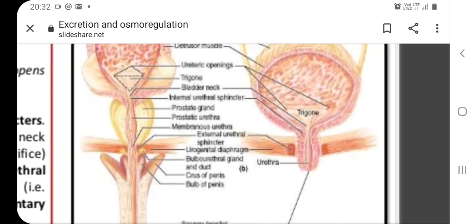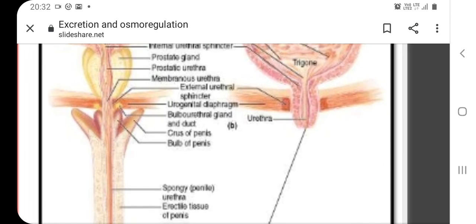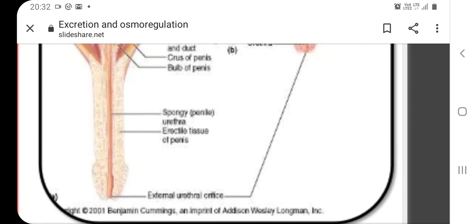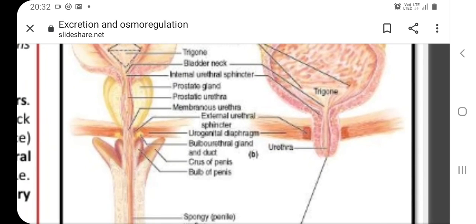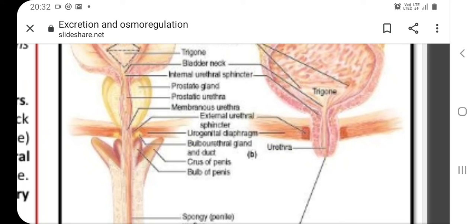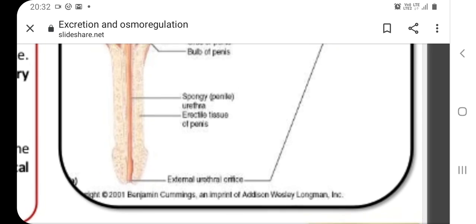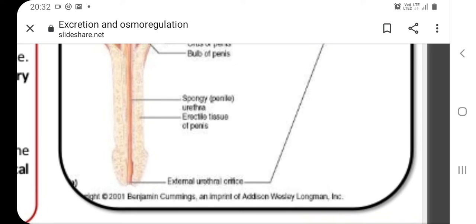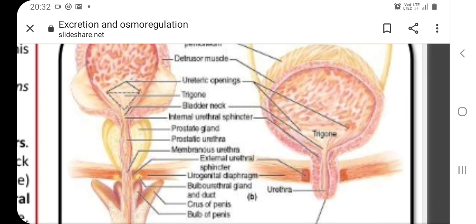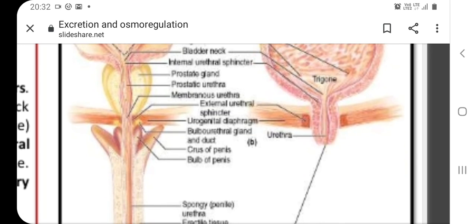This is the diagram of urethra, starting from the lower end of the bladder opening to the tip or the external urethral orifice. This is the female urethra, again originating from the lower region of urinary bladder.